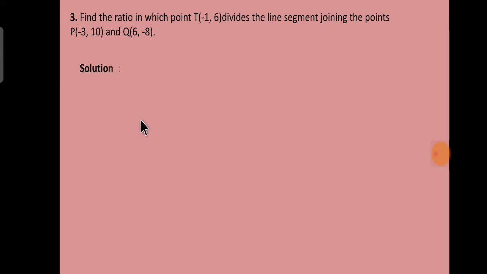Now solution. Here (x1, y1) is equal to (-3, 10). Here x1 is equal to -3 and y1 is equal to 10, as given in the example. And (x2, y2) is equal to (6, -8), x2 and y2 are 6 and -8. And now point T divides segment PQ. या ठिकाणी T हा सेगमेंट PQ डिवाइड करतो आणि the coordinates of that point T (x, y) are -1 and 6.